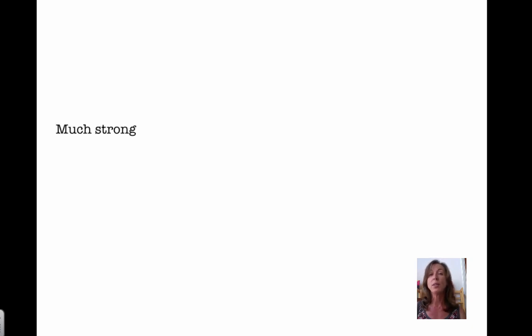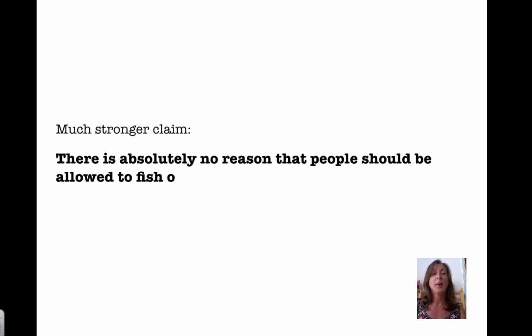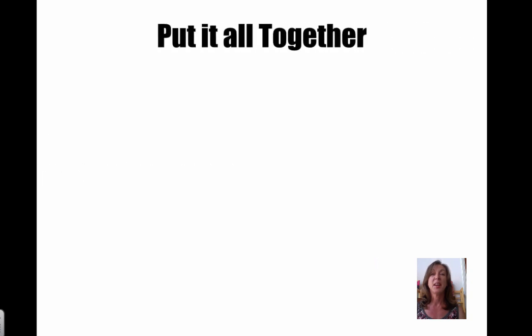How about, there is absolutely no reason that the people should be allowed to fish off of Manhattan Beach Pier. Now, when you say your claim with more strength, it really shows this is definitely what you're saying. You stand behind this claim, and you're planning to prove that. We've got a winner. All right, now let's put it all together.